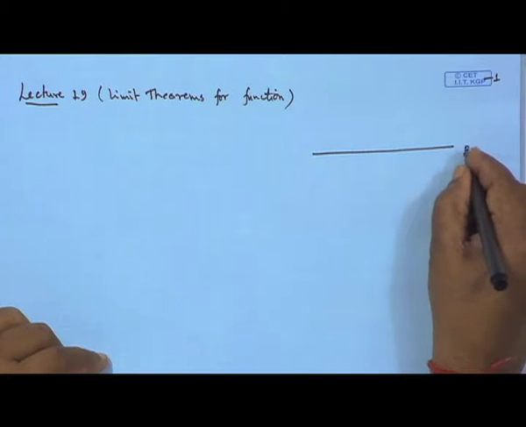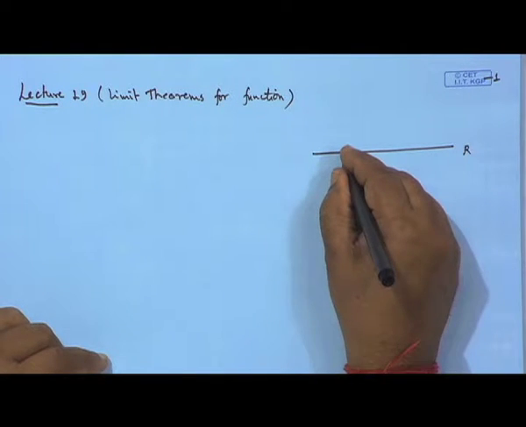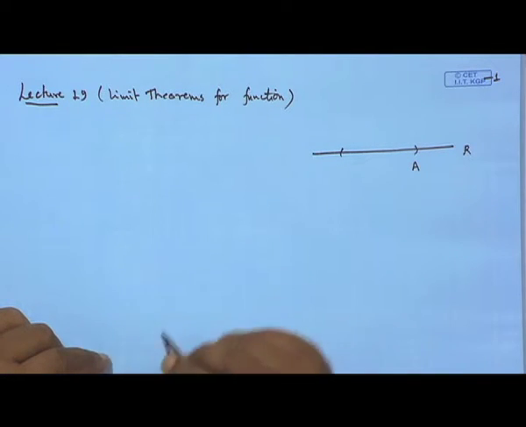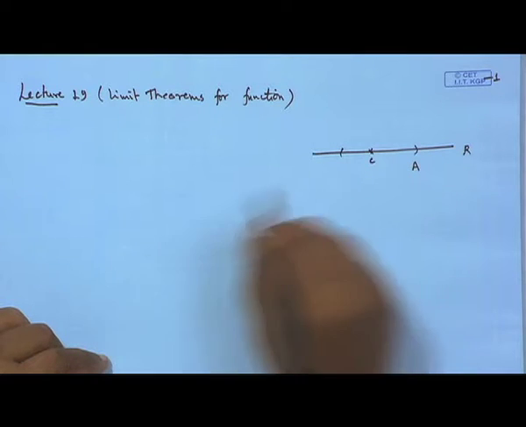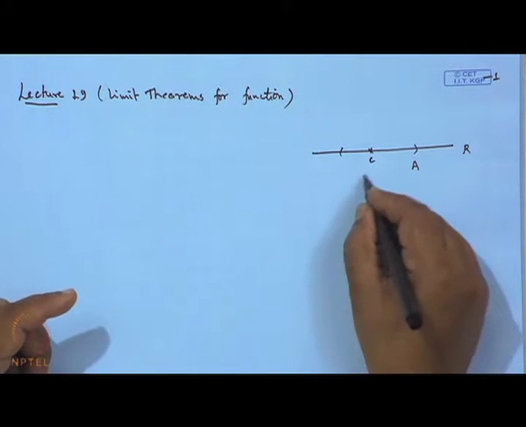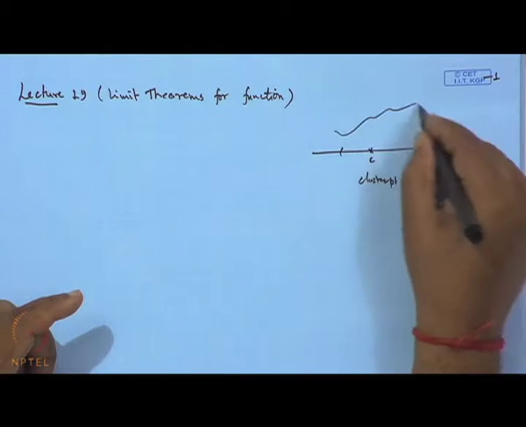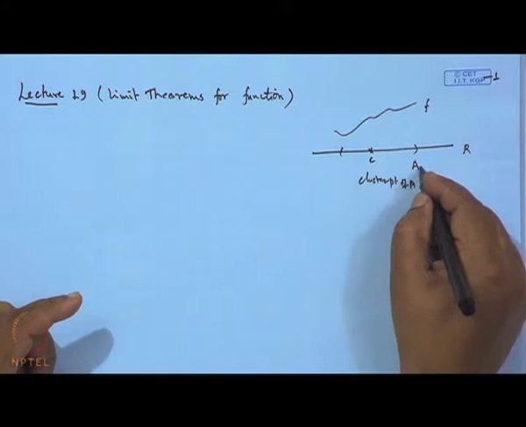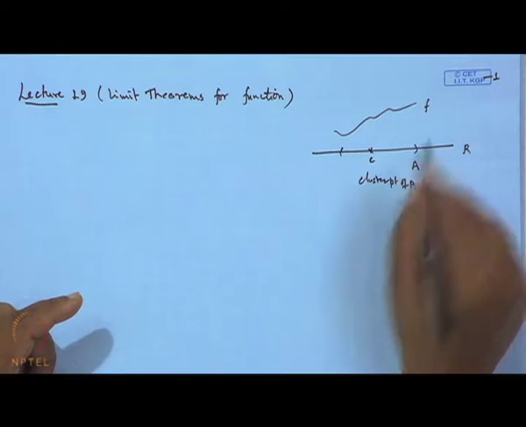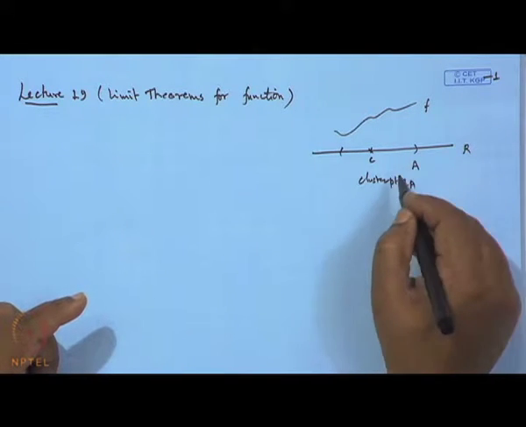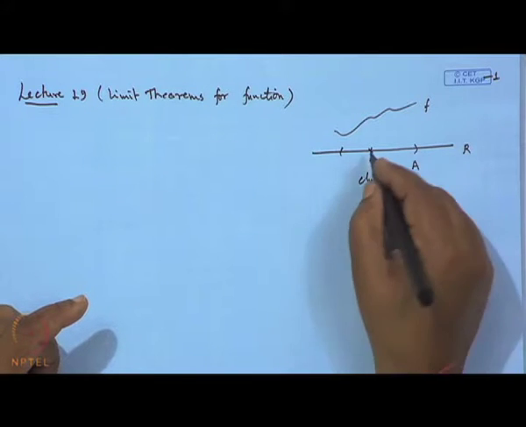Okay. So, in the last lecture we were discussing the boundedness of a function in the neighborhood of a point. We have seen that if R is the real line and A is a set which is a subset of R, and C is a point in R which is a cluster point of A, and the function f is defined on this set A, which is a subset of R.